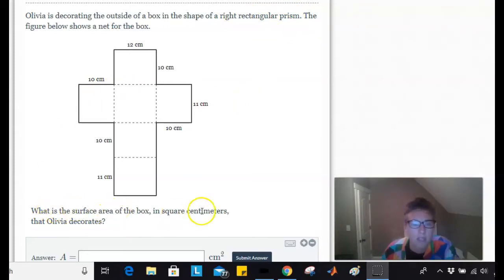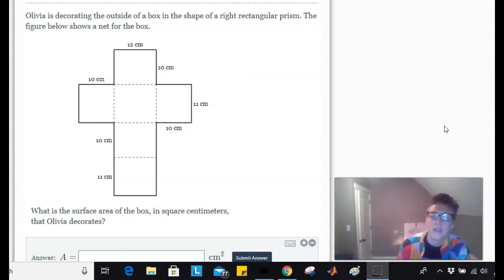What is the surface area of the box in square centimeters that Olivia is decorating? Why would Olivia want to know this? I don't know. Maybe she needs supplies for this box and doesn't want to buy too many supplies because that's spending too much money, and doesn't want to buy fewer supplies than she actually needs because then you have to go to the store again, and that's just annoying. So she wants to know exactly how much area she's supposed to be decorating, so how many supplies she's going to need for this decoration situation.